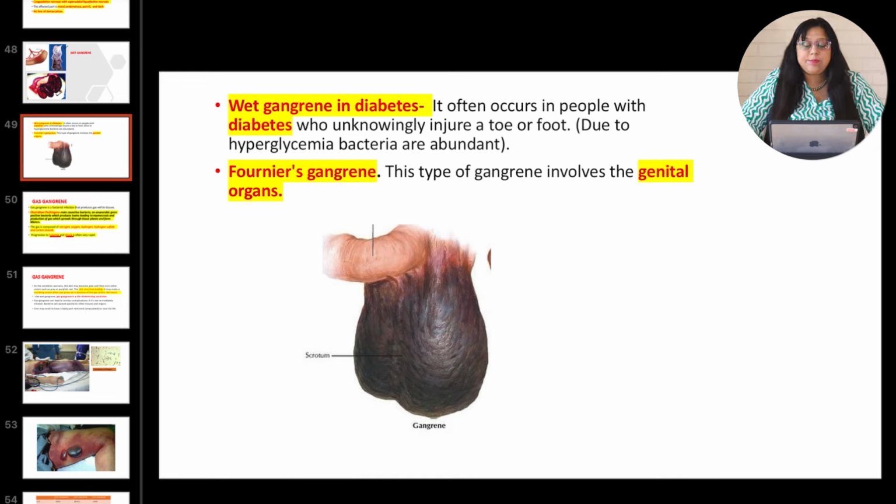Coming to a special type of gangrene which is known as Fournier's gangrene. This type of gangrene involves the genital organs. As you can see here in the image, the scrotum is showing Fournier's gangrene.